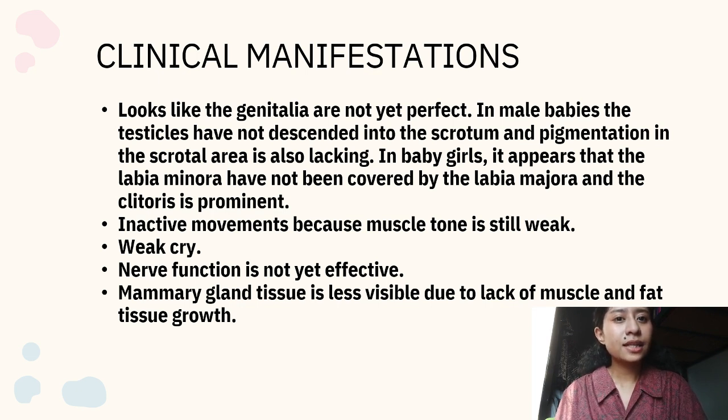In male babies, the testicles have not descended into the scrotum, and pigmentation in the scrotal area is also lacking. In baby girls, it appears that the labia minora have not been covered by the labia majora, and the clitoris is prominent. Next, inactive movement because the muscle tone of the baby is still weak. And then a weak cry, because nerve function is not yet effective, and mammary gland tissue is less visible due to lack of muscle and fat tissue growth.